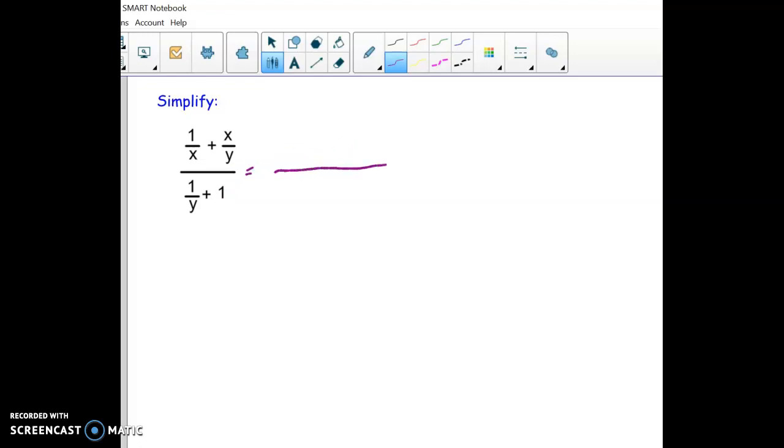Okay, so we need a common denominator on both the top fractions and the bottom. In order to add them together, these denominators have to match. So to do that, here I need to take this fraction times y and this one times x. That'll give us 1 over xy plus x squared over xy.